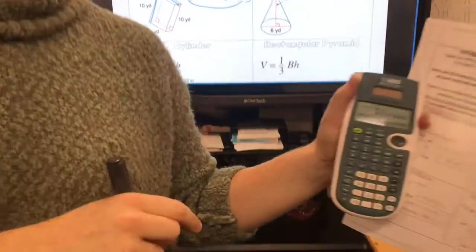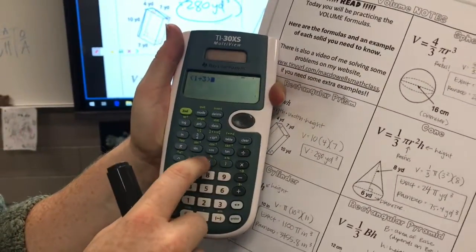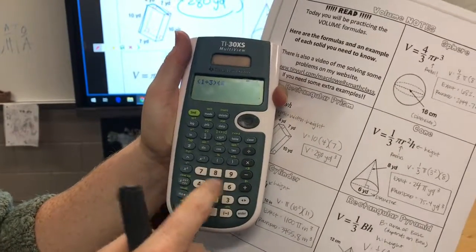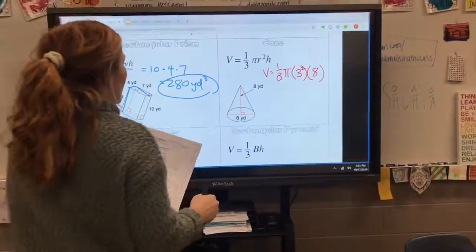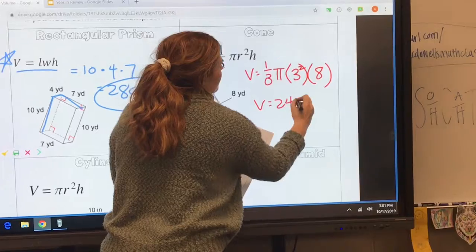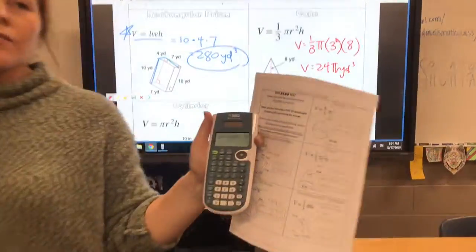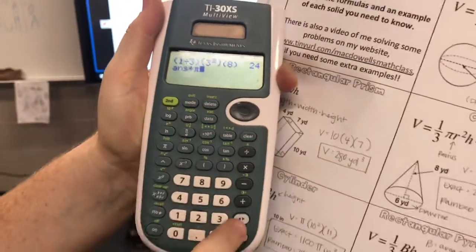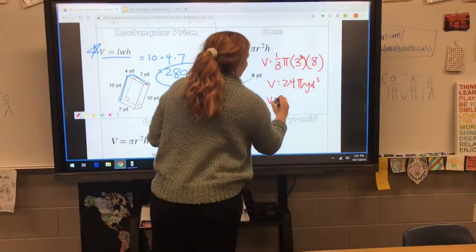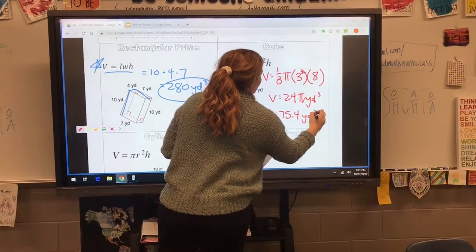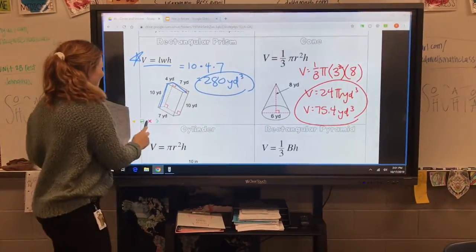Since there's a pi in the equation, we are going to give 2 answers. So 1 divided by 3, I'm going to skip pi and do times 3 squared and then times 8 and get 24. So my exact answer is 24 pi yards cubed. And then again, to go from exact to rounded, 24 times pi, which is 75.4. Questions about that one? No. All right, moving on.